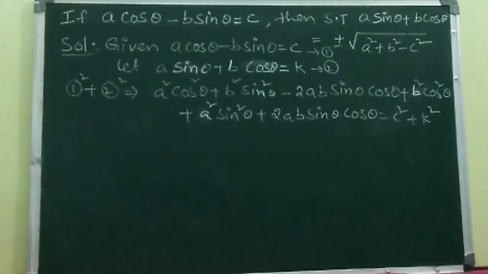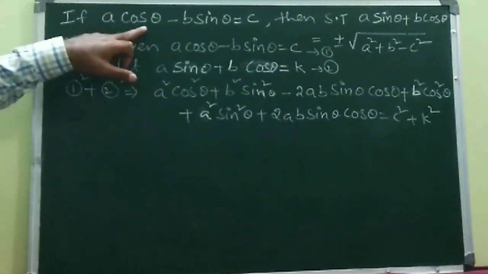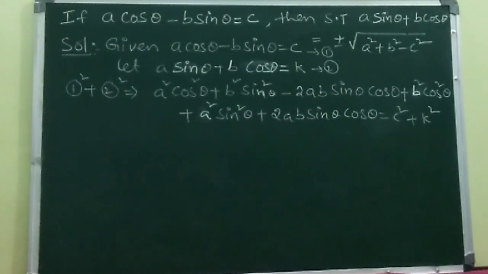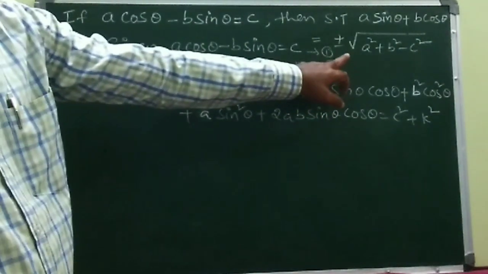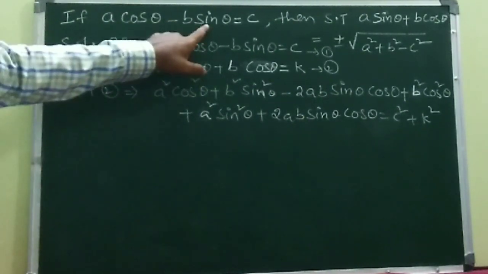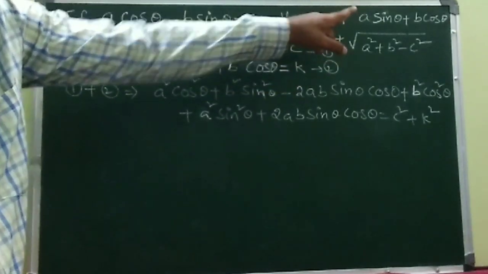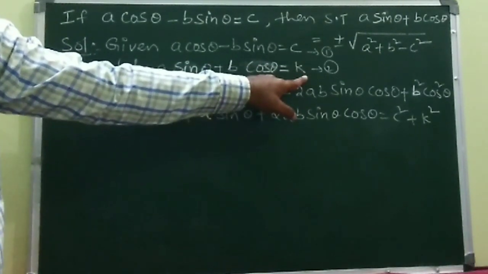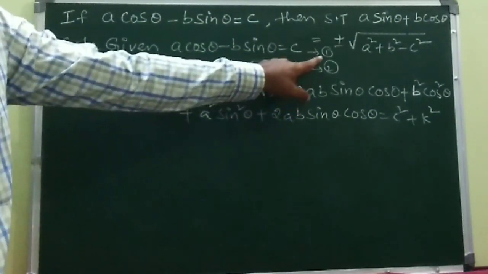So look at the last problem. If a cos theta minus b sin theta equals c, then show that a sin theta plus b cos theta equals plus or minus root of a square plus b square minus c square. Given this is c, we need to find a sin theta plus b cos theta. Let it be some k. These two we can consider as equations 1 and 2.